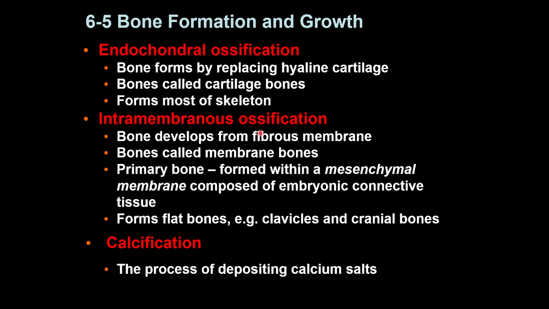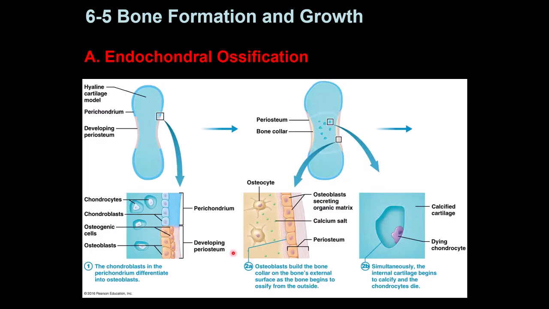After the ossification takes place, either through the cartilage or through the fibrous membrane, then the calcium precipitates, and that is calcification, and that makes the bone harder and stronger. So let's talk about the endochondral ossification first. These images might be a little bit different from the textbook, but it's the same idea.